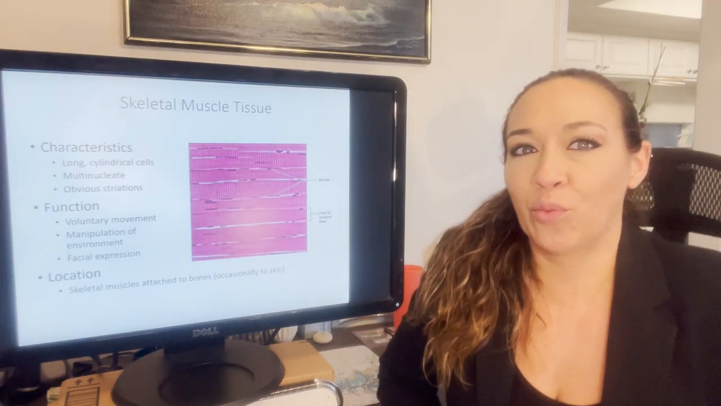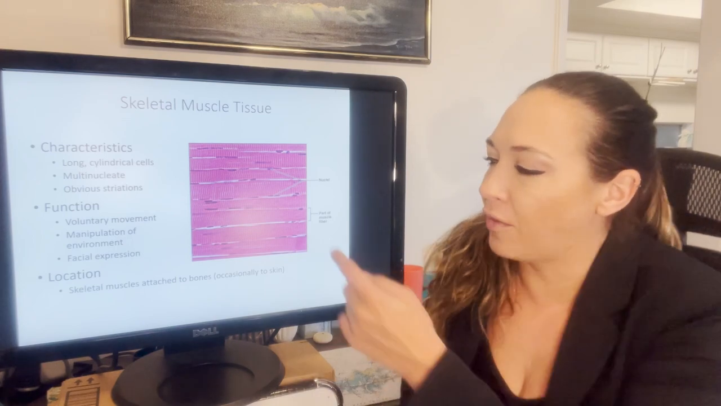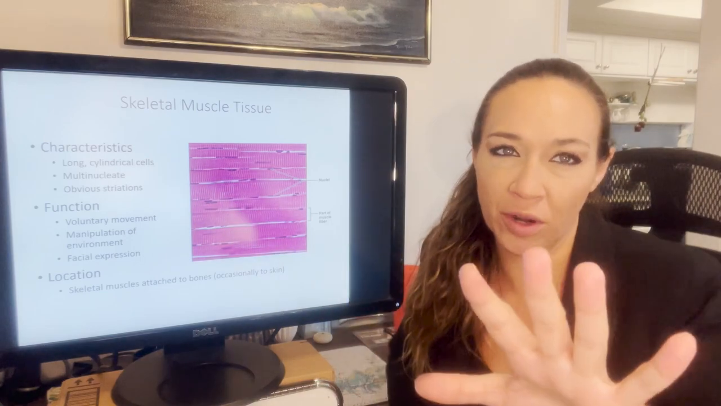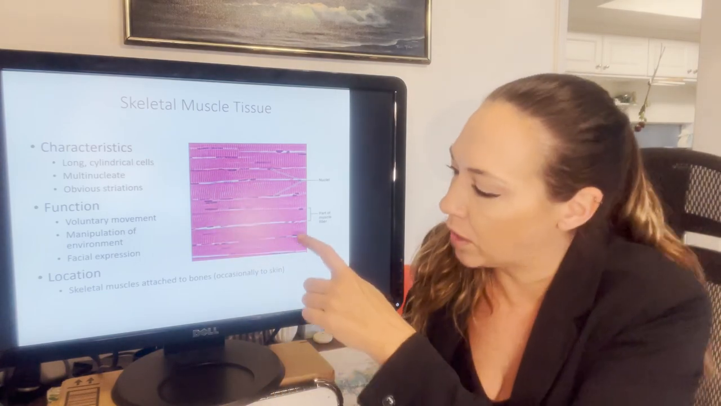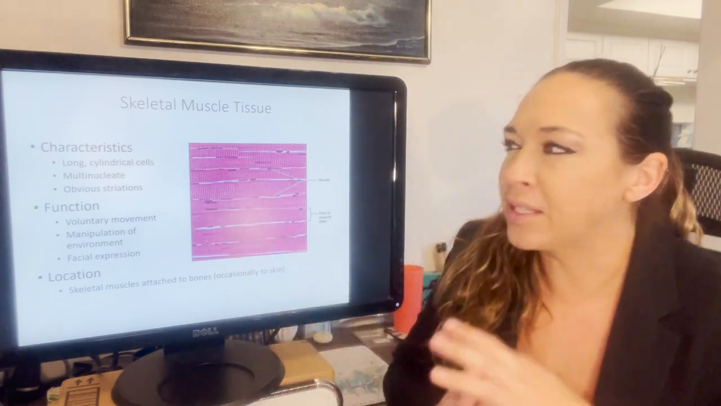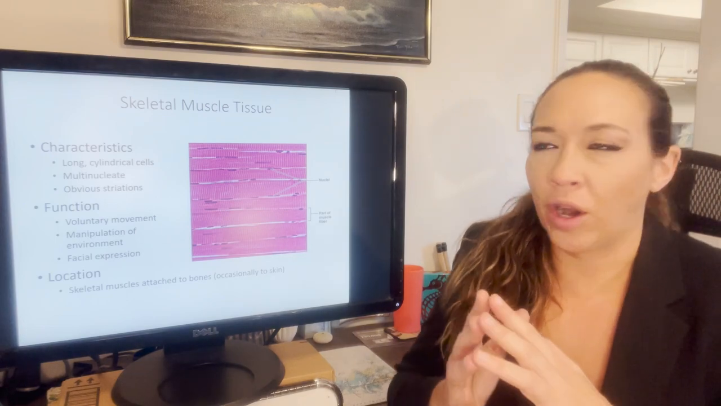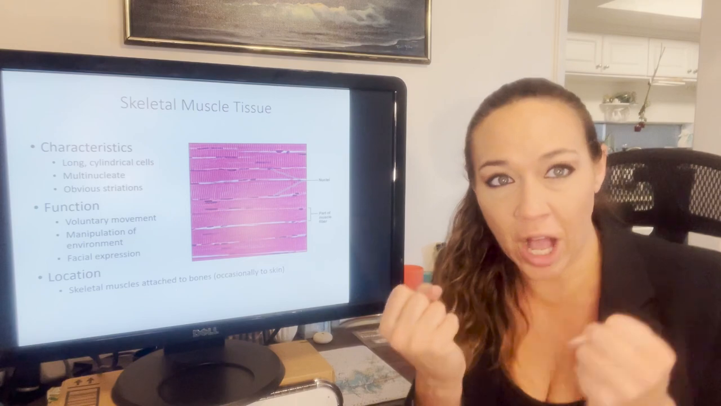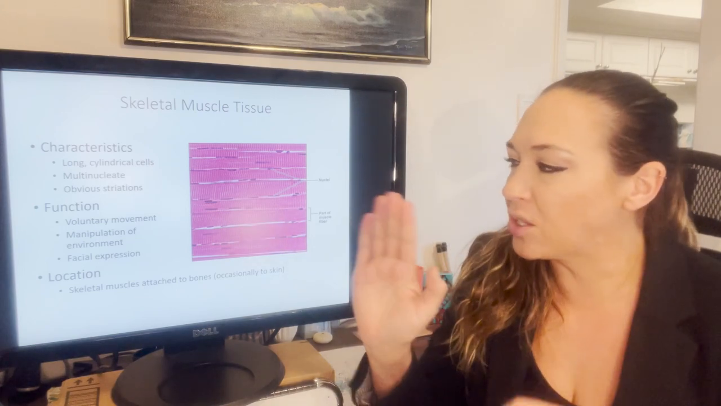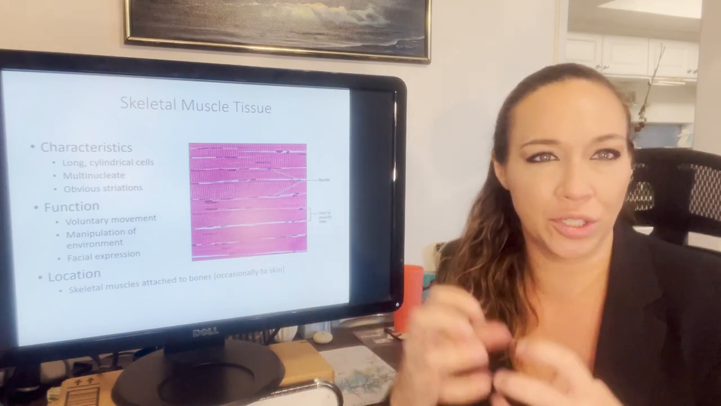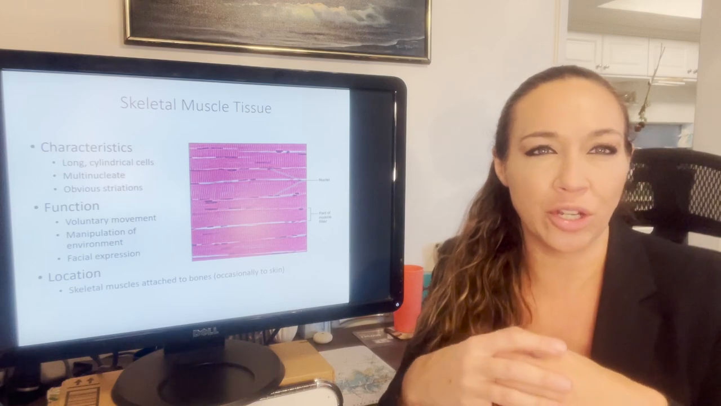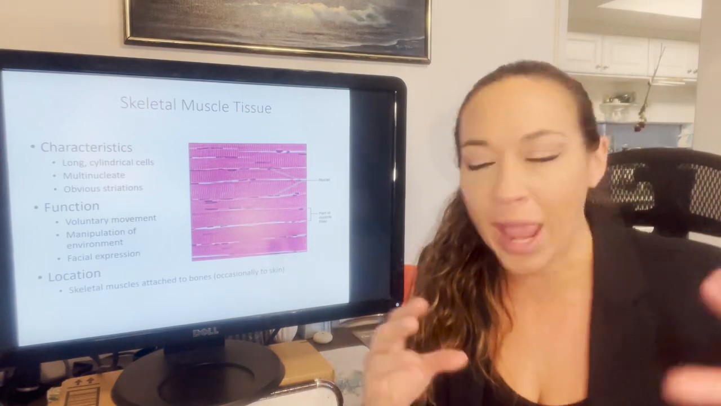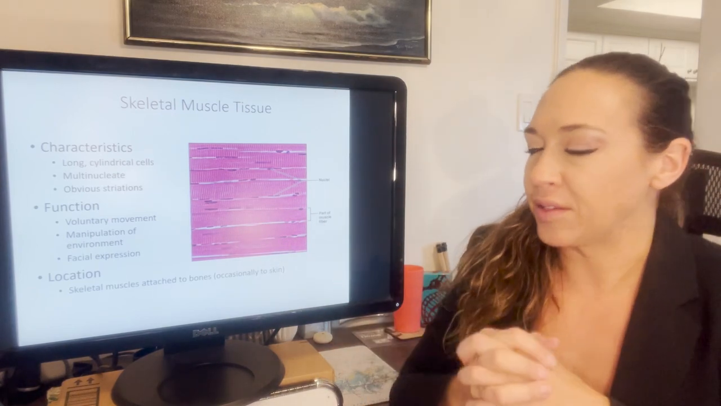Skeletal muscle is really easy to identify because of these striations. See all of these tiny little lines? I know it's probably hard to see in the video, but look at your PowerPoint because you can see them way better. These striations are super obvious, and this is skeletal muscle. We need to do a lot of contracting, and that's what these are. These are bands that are able to contract, each one of those striations. That's what gives us that great range of motion and those bursts of energy when we need it.